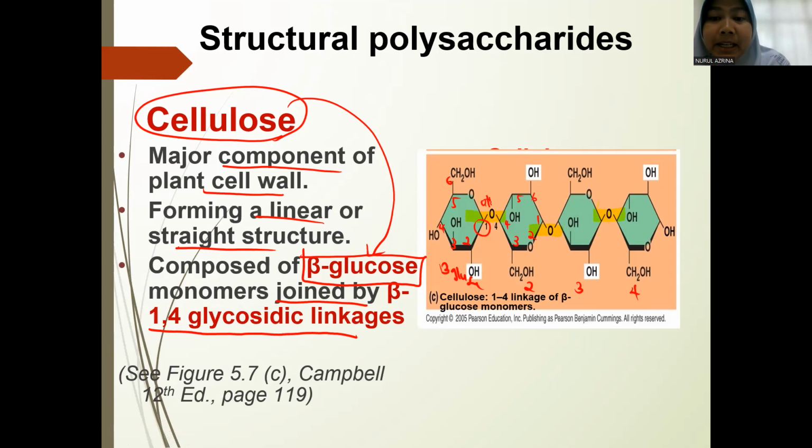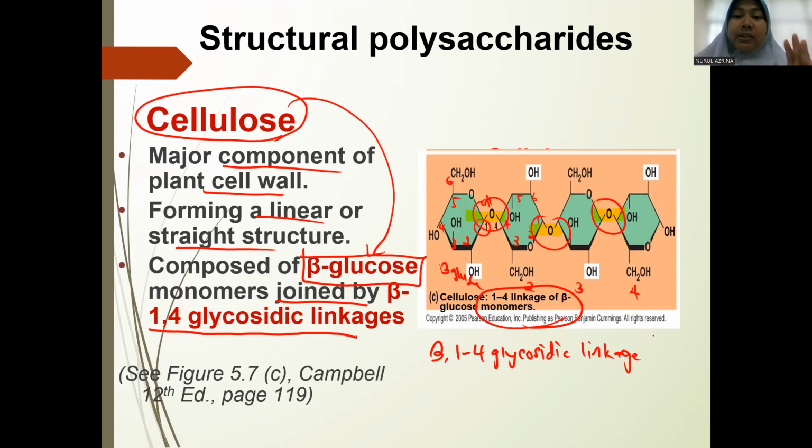You see this is up, this is down, this is up. The bonds are like a zigzag. Alright, so this one is showing you that beta glucose is joined to another beta glucose, joined to another beta glucose, and forming beta 1,4 glycosidic linkage.